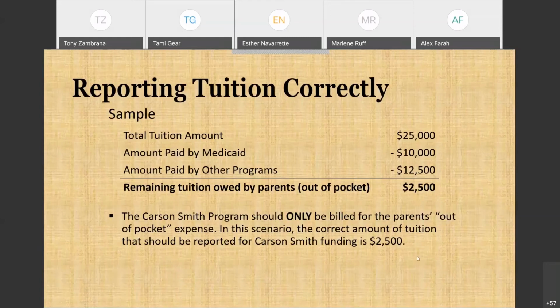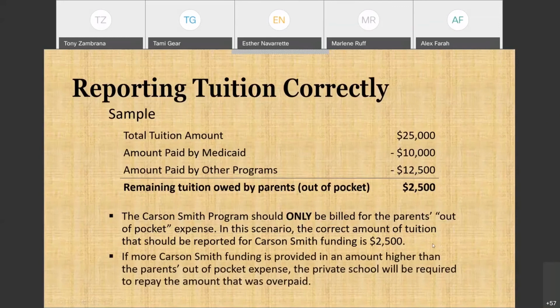Okay, I'll go ahead and keep going then. If more Carson Smith funding is provided in an amount higher than the parents' out-of-pocket expenses, the private school will be required to repay the amount that was overpaid. So if an incorrect amount is reported, let's say the $10,000 that was compensated through Medicaid wasn't factored in, and we had $12,500 reported, and that student received $12,500 instead of the $2,500 they should have, that $10,000 will need to be recouped.